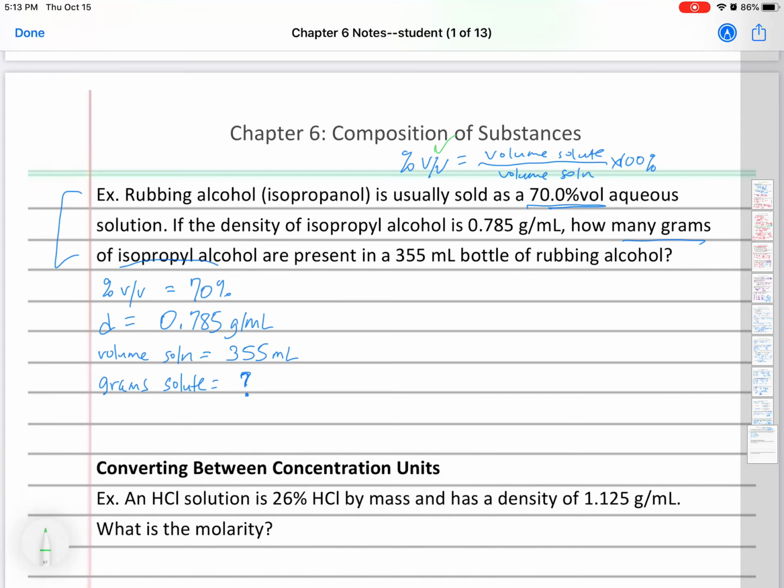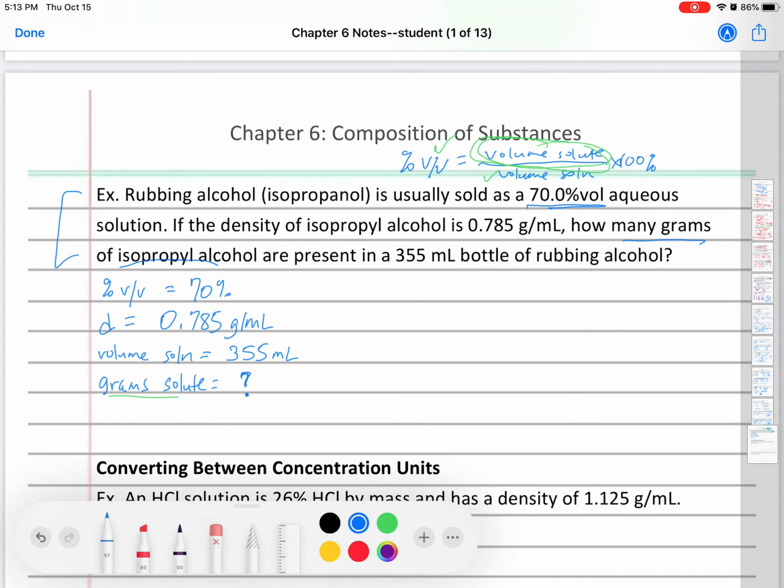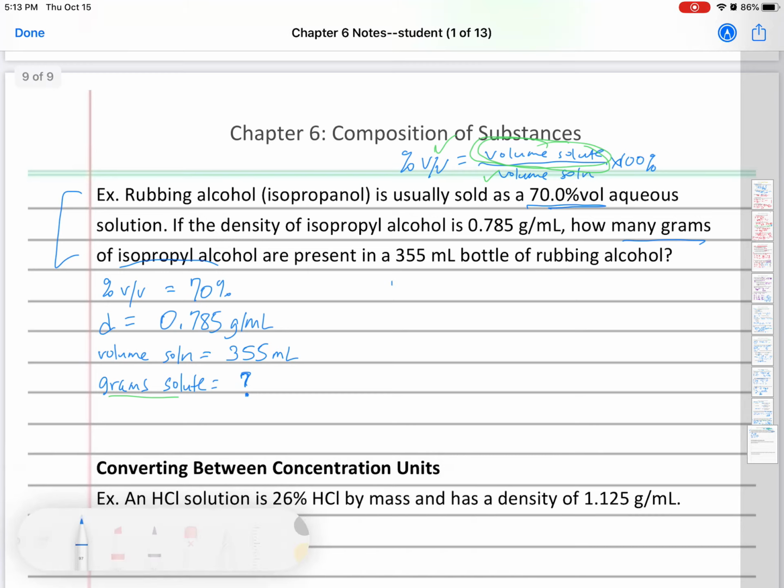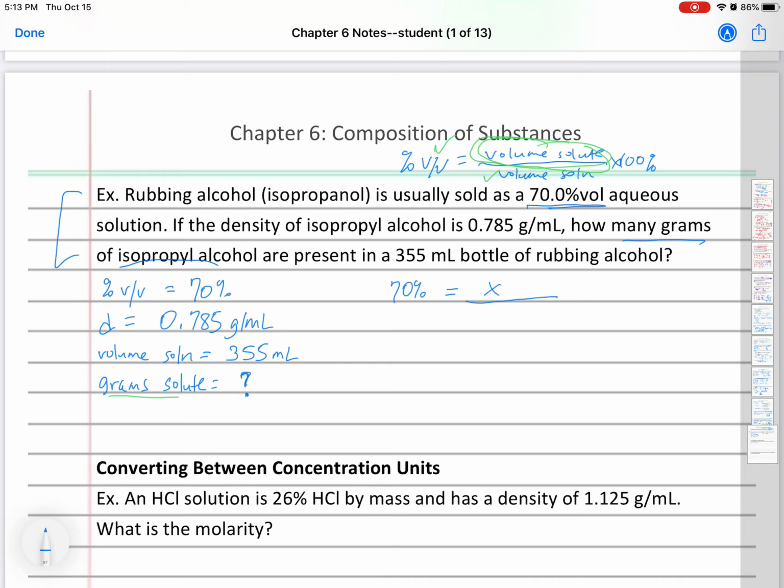So I have this percent volume, and I have the volume of the solution, so I could find the volume of the solute, so I'm going to start with that. I want to know the grams of the solute ultimately, but if I can't figure out how to do that right away, I'm going to solve what I can. So first I'm going to solve for the volume here. That's my first step. So I'm going to plug in the 70%, and I don't know the volume of the solute, but I do know the volume of the solution is 355 milliliters.